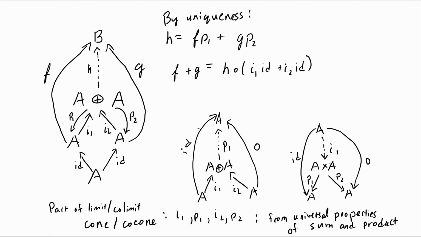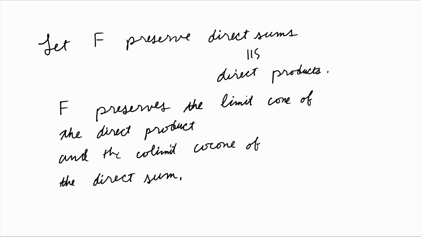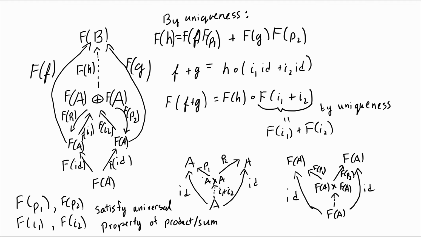Okay, so we have that, and remember that if F preserves direct sums and products, that means it preserves the limit cone of the direct product and the colimit cocone of the direct sum. All right, so let's see what happens to that diagram. F preserves compositions. And so we have another diagram here.